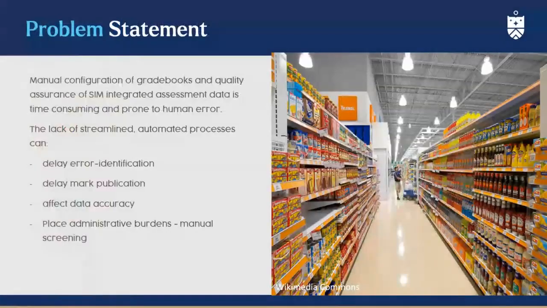So to move on to how this looks within Eduvos, on our next slide, you can see our problem statement. We have a lot of manual configuration of gradebooks that needs to be performed, and then quality assurance of the marks that push through from gradebook into our student information management system. This process, being manual, can be time consuming and prone to human error. And if it's not streamlined and automated, it can delay error identification, delay mark publication, affect data accuracy, and obviously place a very large administrative burden on all of the stakeholders involved in the process.